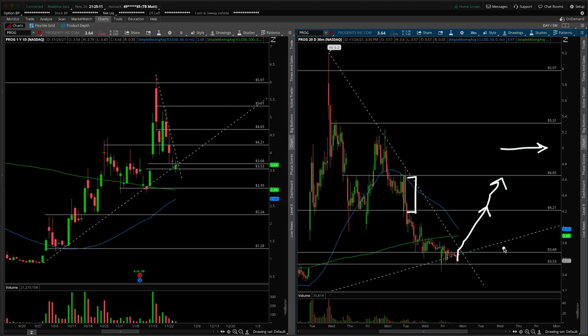That's if we hold on to this area and get the break of the resistance trend line. That would trigger your long to potentially be something like that. Stop goes under here, tight risk, it all makes sense.